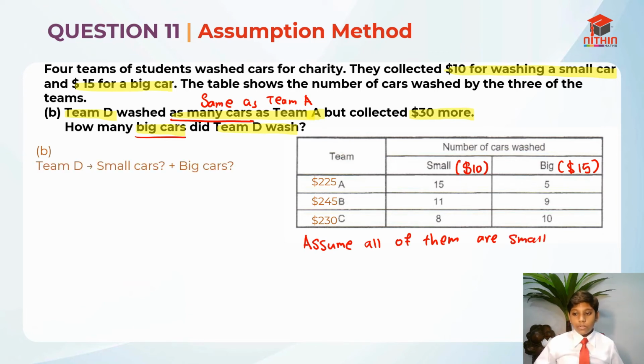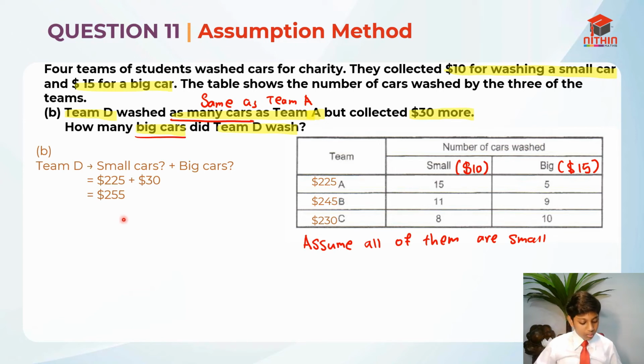Okay, so we do not know how many small cars plus how many big cars team D washed, we do not know that. But we know that it is $225 plus $30, right? So it should be $255. So $255 should be the actual amount that team D collected. So keep that in mind.